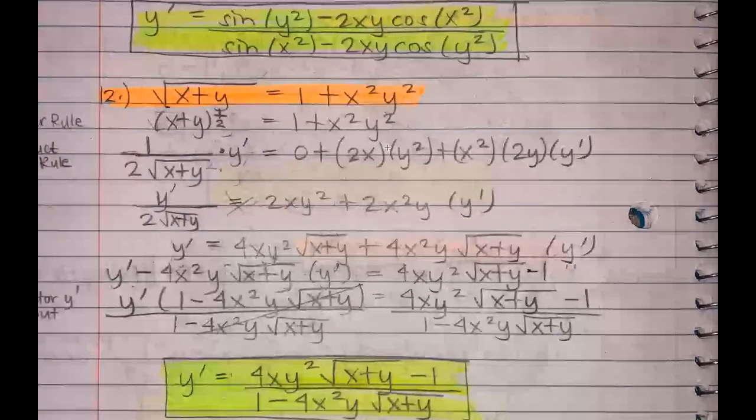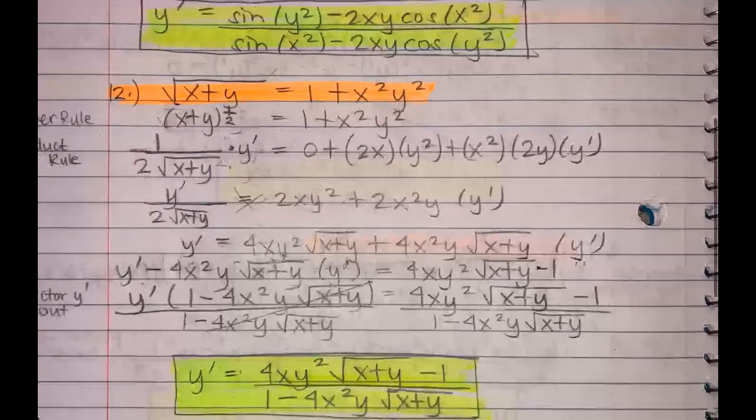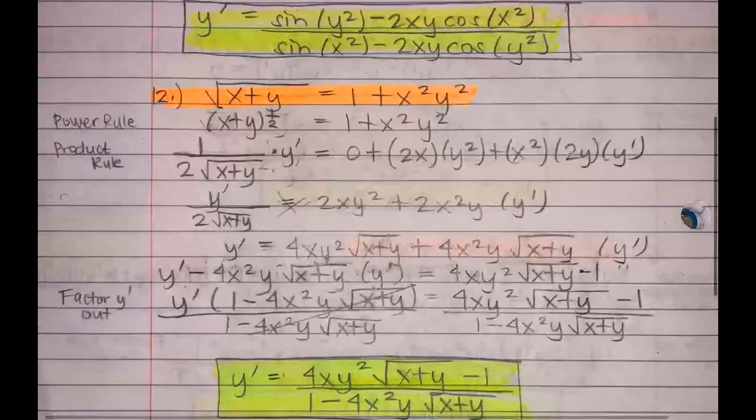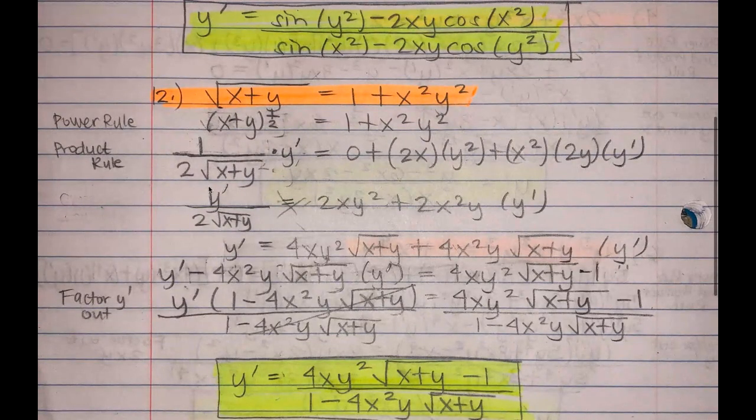Okay, so we take the derivative of both sides of the equation. For the left side, I use the power rule. So it will be 1/2 radical x plus y. And then since we take the derivative of y, we multiply that by y prime. And then for the right side, I use the product rule.